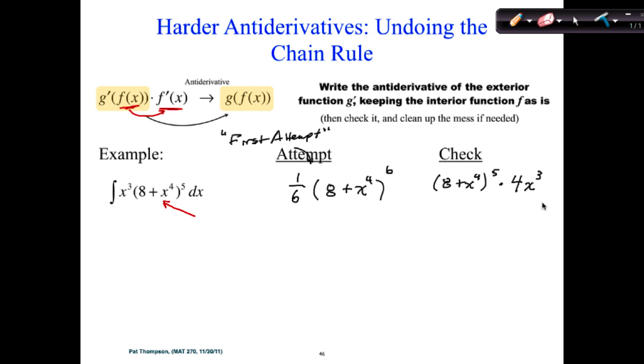So now we compare it. Is it exactly the same as what we started with? No. How is it different? We have an extra multiple of 4. So now we ask, okay, how do I revise my attempt so that when I take the derivative, the 4 won't be there? Times 1/4, right? So all we have to do is take the first attempt and include another factor of 1/4, and we'll have it. So it'll be 1/4 times 1/6.